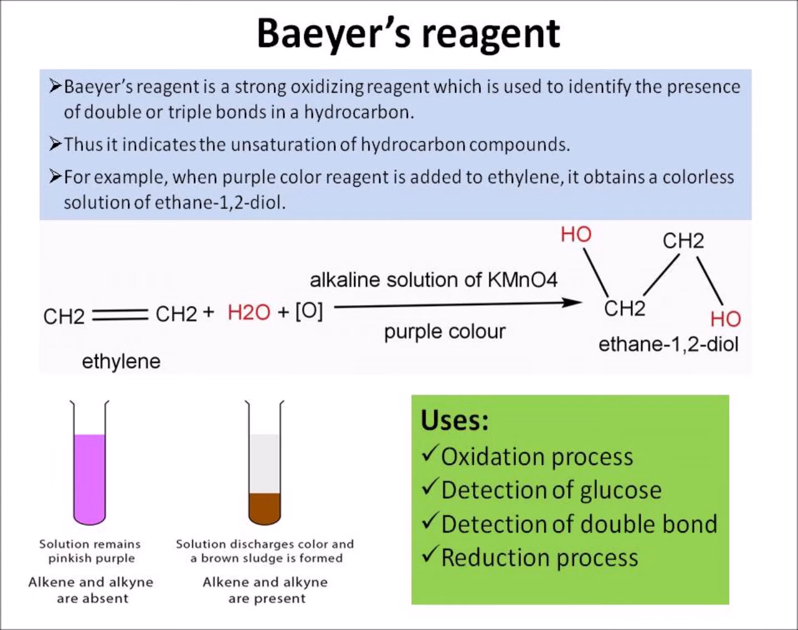Here are the two test tubes. Solution remains pinkish purple when unsaturated hydrocarbons are absent. When unsaturated hydrocarbons are present, solution turns brown color. Bayer's reagent can be used for oxidation process, detection of glucose, detection of double bond, and reduction process.